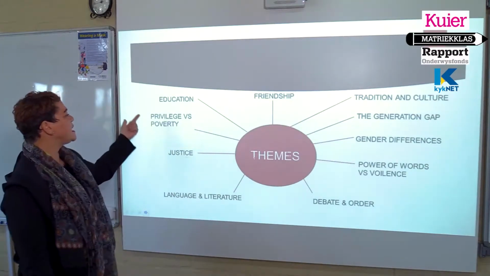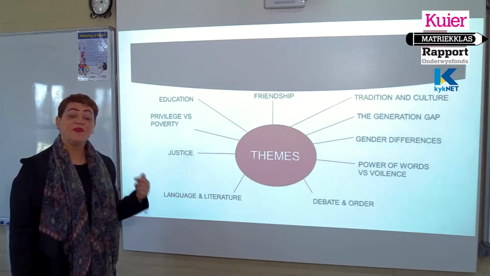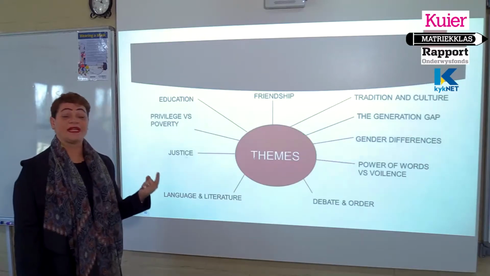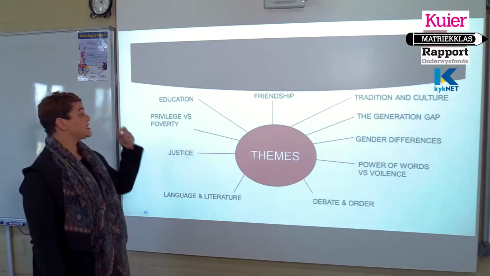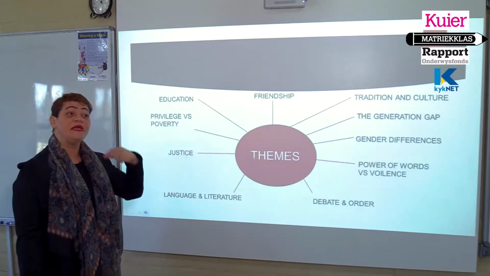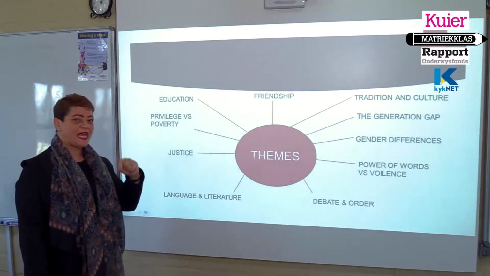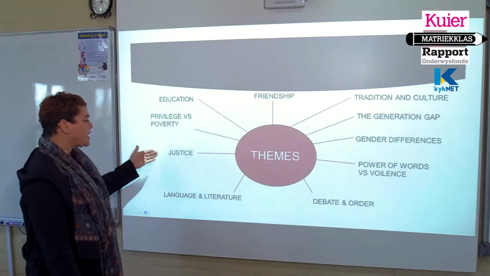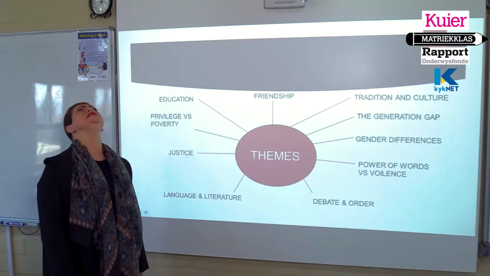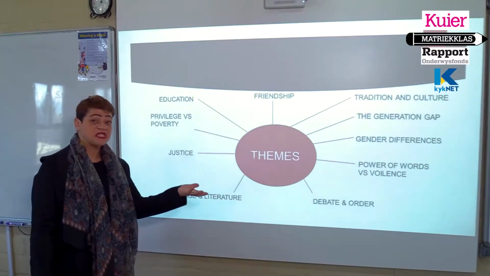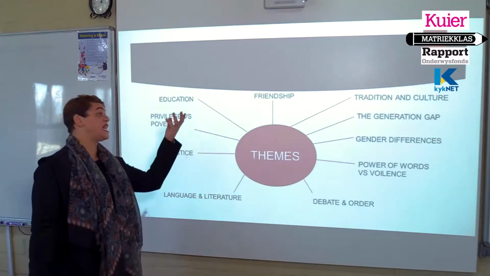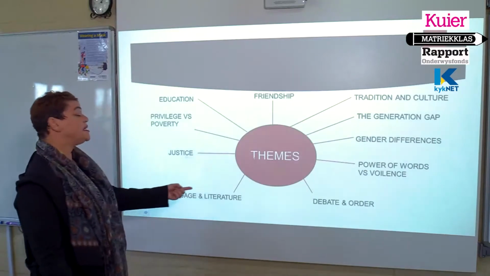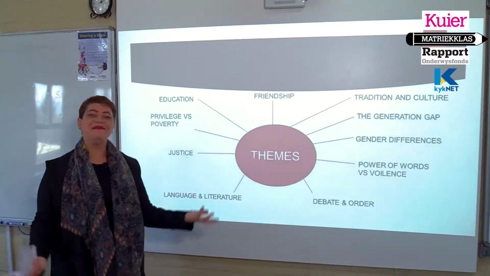The next one is privilege versus poverty. Once again, this is very relevant today, and that is why it is a universal message, because some learners are struggling in terms of being able to access school, and others find it easier because of various reasons. Justice. Oh, my mommy is so unfair. Justice. She allows my brother this, she doesn't allow me this. Justice. Can we all identify? Of course we can. Language and literature, and that's why I'm here today.